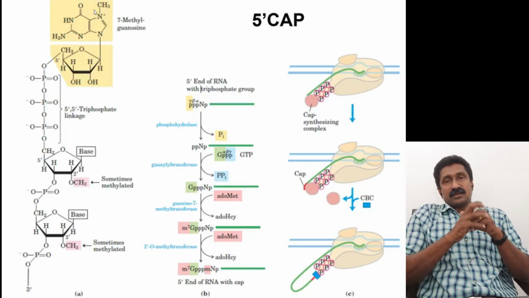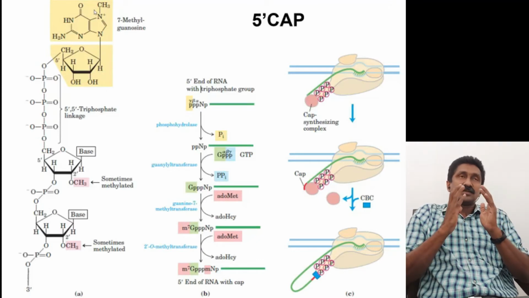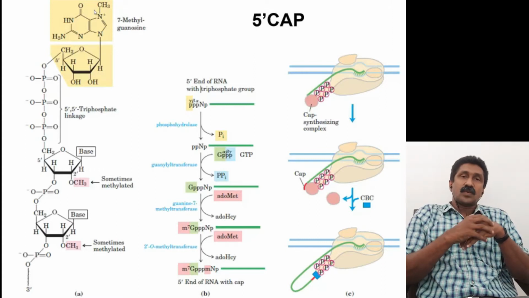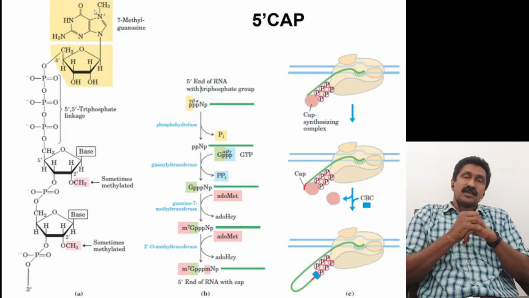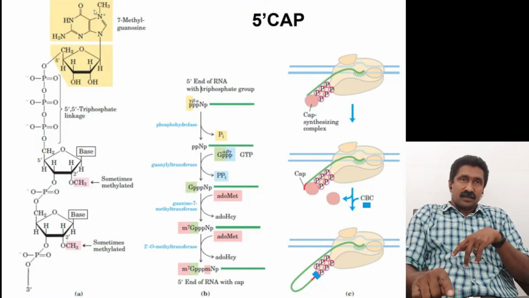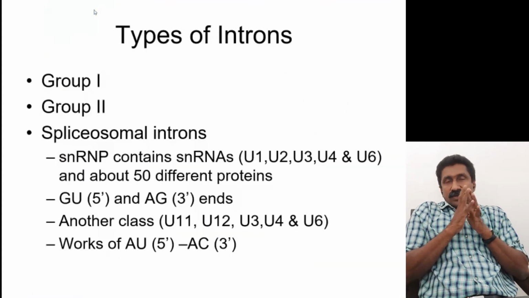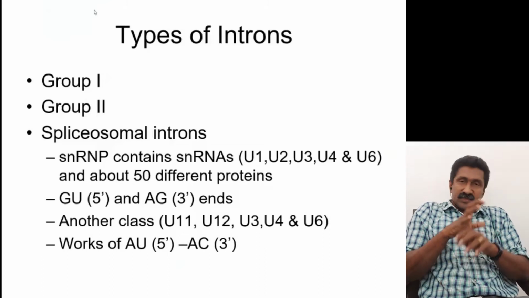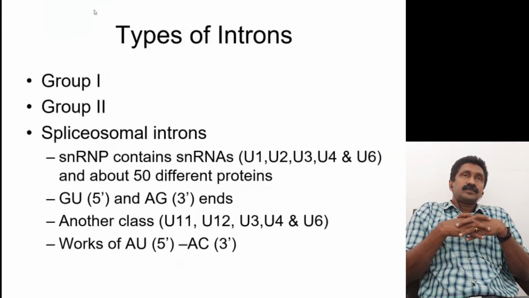So these eukaryotic mRNAs require the 5' methyl cap for translation initiation. So these two are some of the significant roles of the 5' cap. Okay. So I think the discussion about the cap is now over.